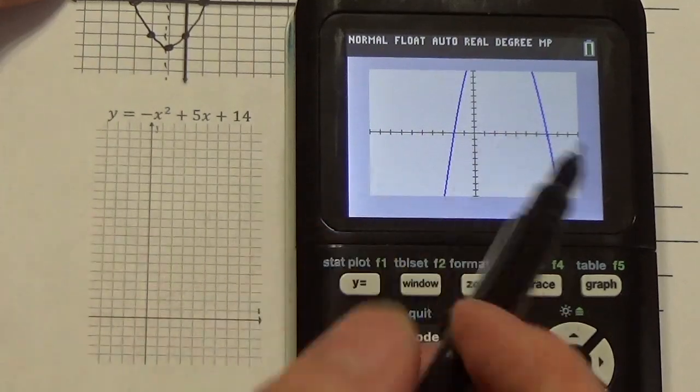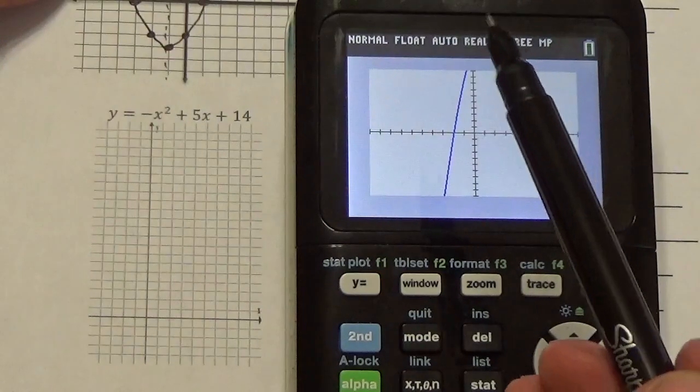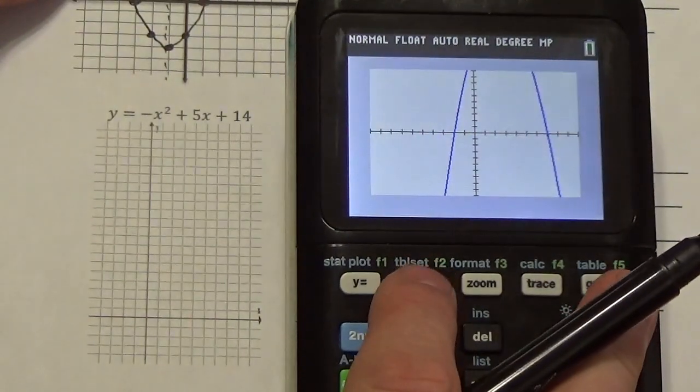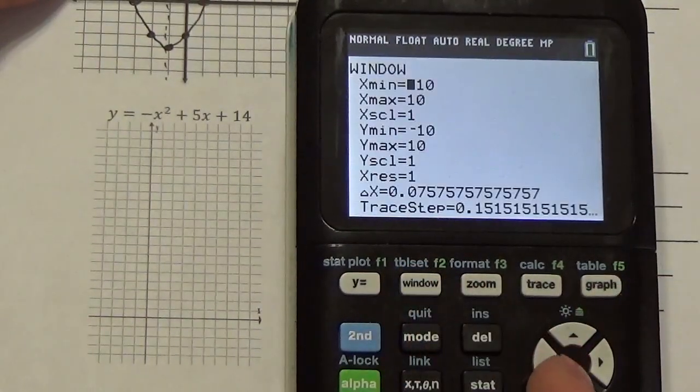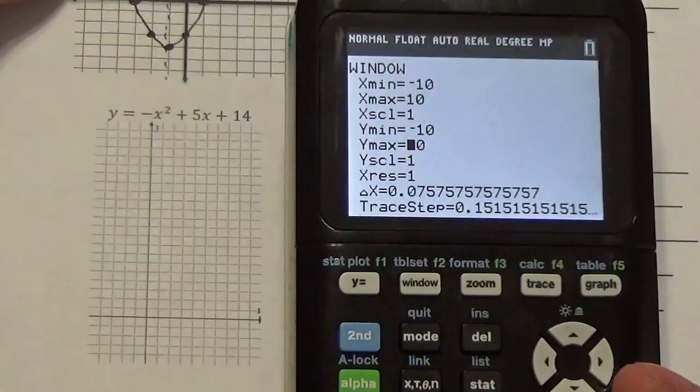Oh, look at that. The vertex went off the screen. Somewhere up here is my vertex. So I'm going to need to adjust my window settings a little bit here. The issue is my Y max. The top of my screen isn't high enough, so I'm going to make that a little bit bigger.